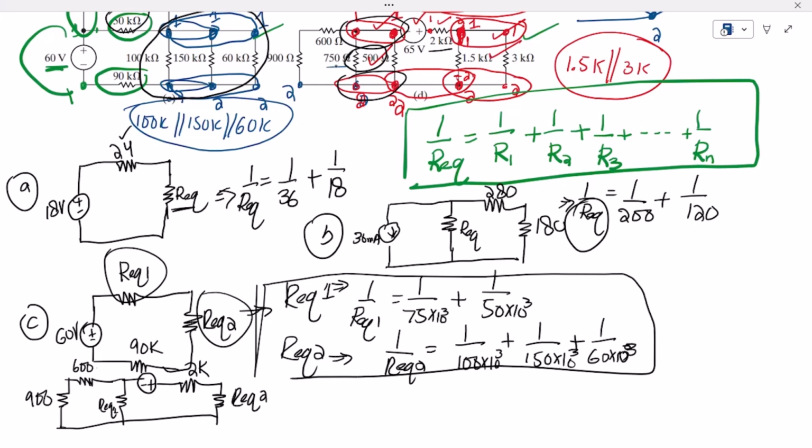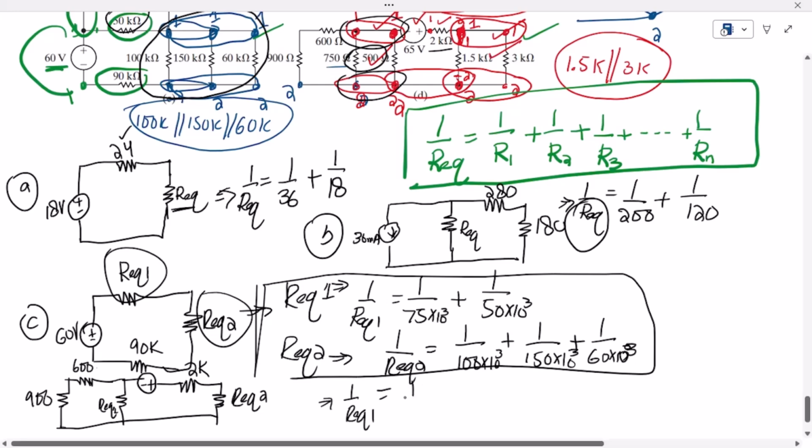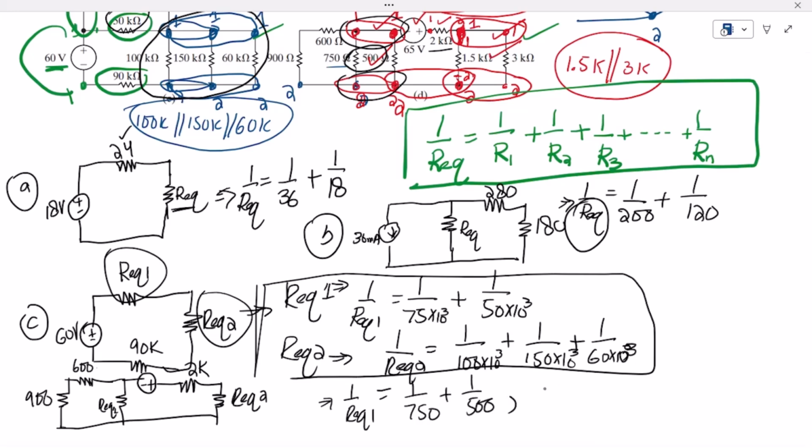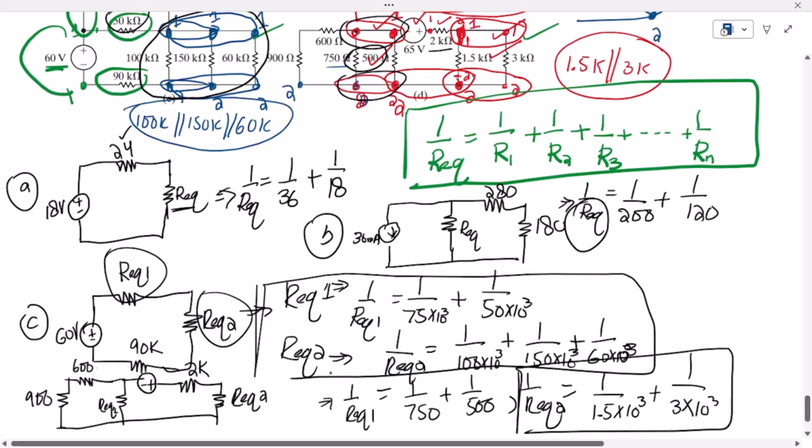That would be 1 over R equivalent 1 is equal to 1 over 750 plus 1 over 500, and to find out R equivalent 2, these two are in parallel, so 1 over 1.5k, that is 1.5 into 10 to power 3, and also plus 1 over 3 into 10 to power 3. So this is for R equivalent 2, this is for R equivalent 1. By using it you can find it.